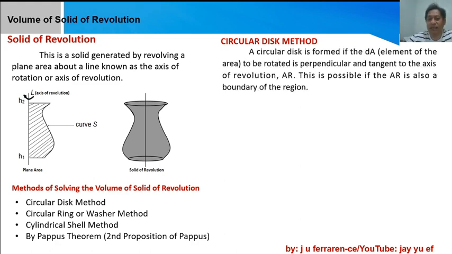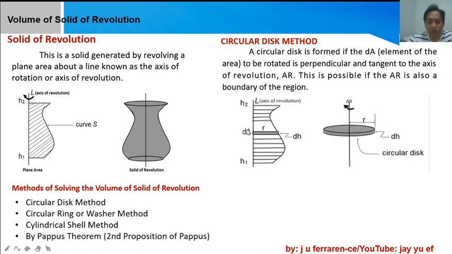Now, a circular disk is formed if the dA, or the element of the area which is to be rotated, is perpendicular and tangent to the axis of revolution. I call that AR. So, this is possible if our AR, or axis of revolution or rotation, is also a boundary to the region. So, this is a condition where we can form a circular disk.